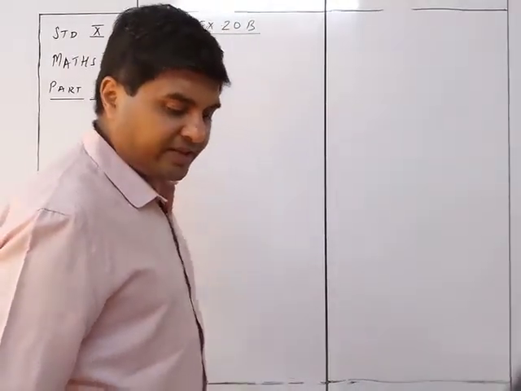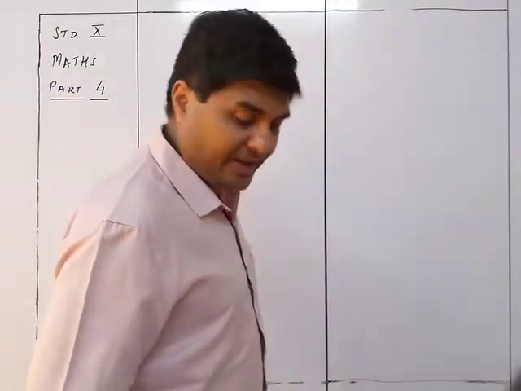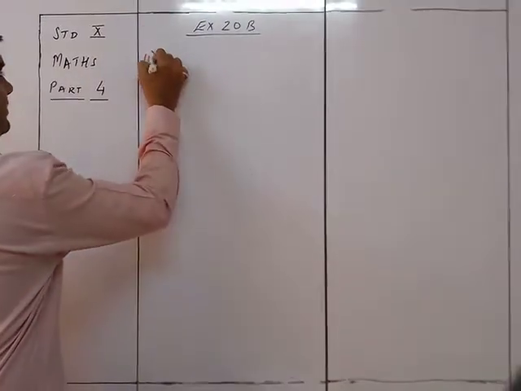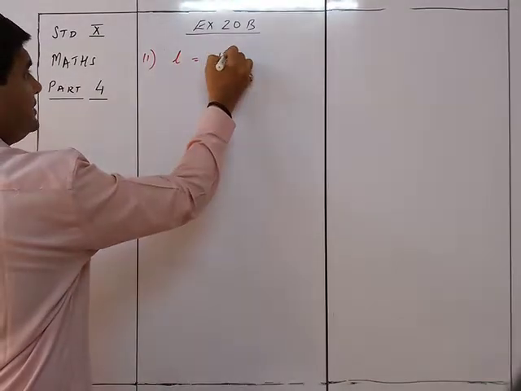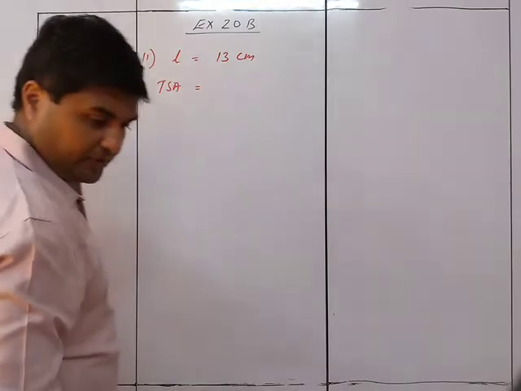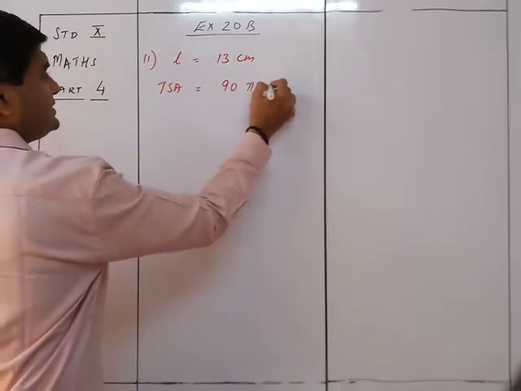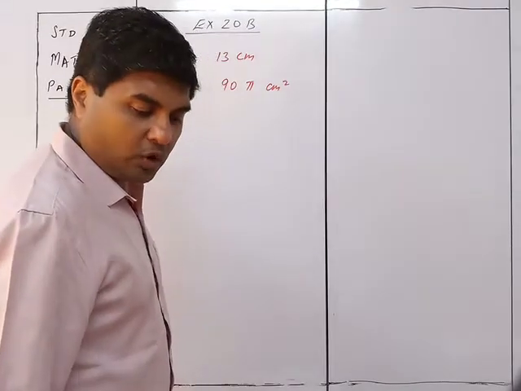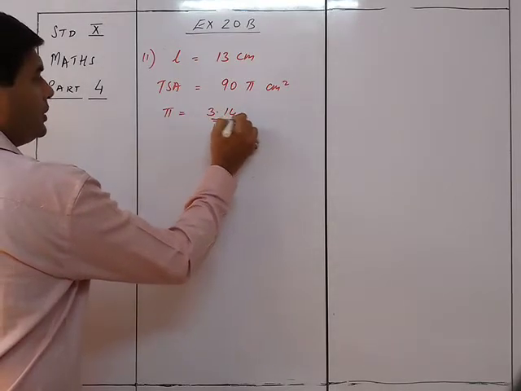The total surface area of a right circular cone of slant height 13 is 90 pi centimeters square. So it's given that the slant height is 13 centimeters and the total surface area is 90 pi centimeters square. You need to calculate the radius and the volume of this cone, and you take pi to be 3.14 as the value.